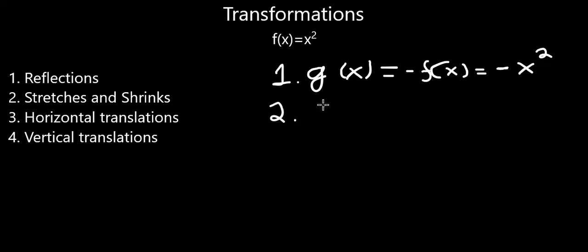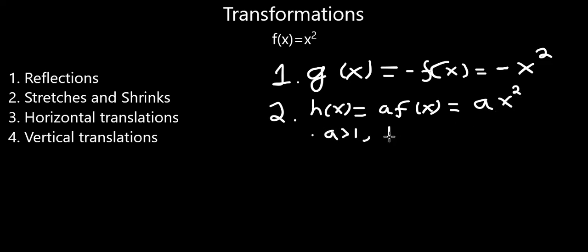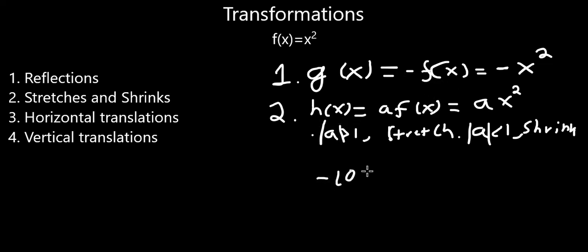2, stretches and shrinks. Say I have h of x is equal to a times f of x. This will give me a stretch or a shrink because this will equal a times x squared. If a is greater than 1, it is a stretch. If a is less than 1, there is a shrink. And to be precise, I'm going to say the absolute value of these, because if there is a flip or a reflection, we don't want to talk about -100 being a shrink when that would still be a stretch.